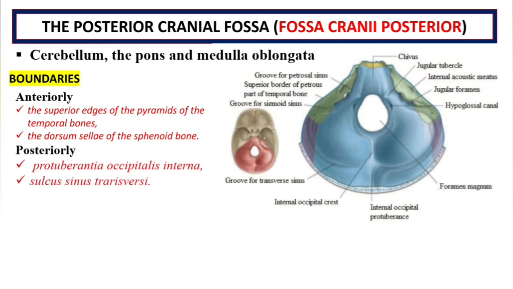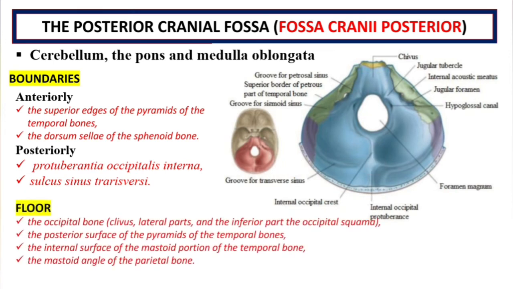Posteriorly, there is the external occipital protuberance, but no, not external, because we're talking about the internal surface, right? So it's the internal occipital protuberance here. There is also this sulcus for the transverse sinus. This one is called the sulcus of the transverse sinus, the groove for the transverse sinus, right? So don't say internal, don't say external, it's the internal occipital protuberance here.